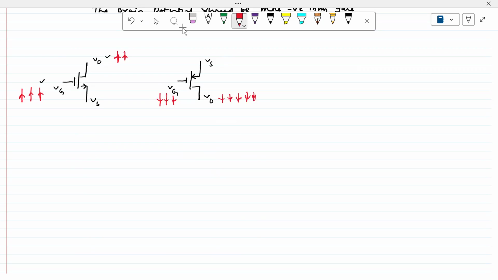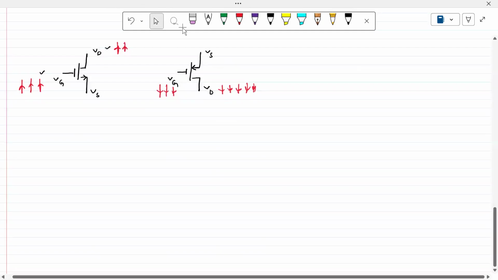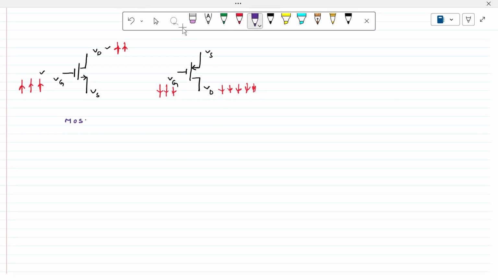Please remember that. In analog circuit design or analog IC design, the MOSFET must be operated in the saturation region. In analog applications, please remember this one: the MOSFET is operated in the saturation region. We have to always keep the MOSFET in saturation region.